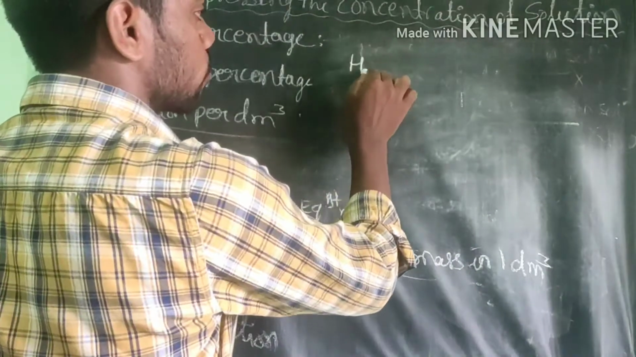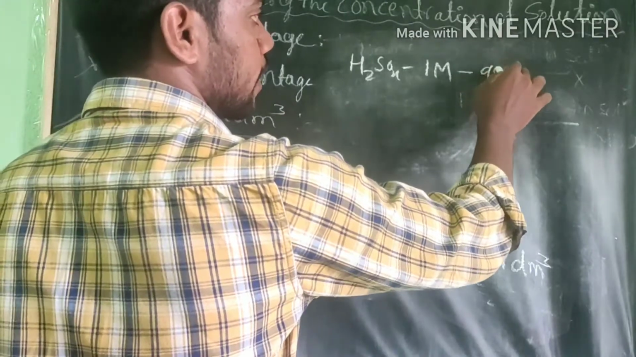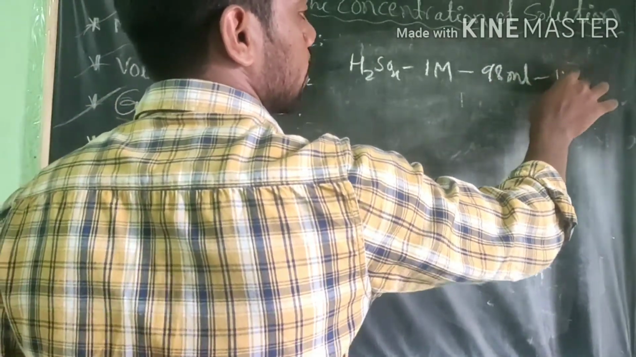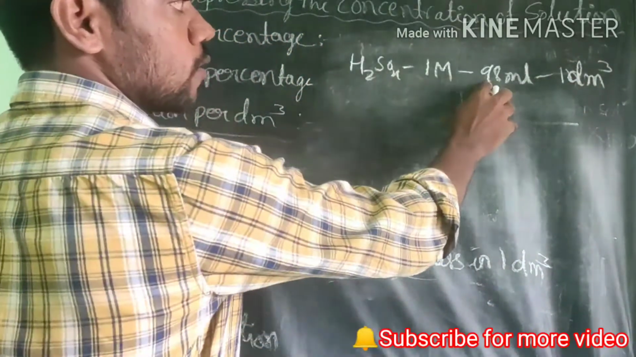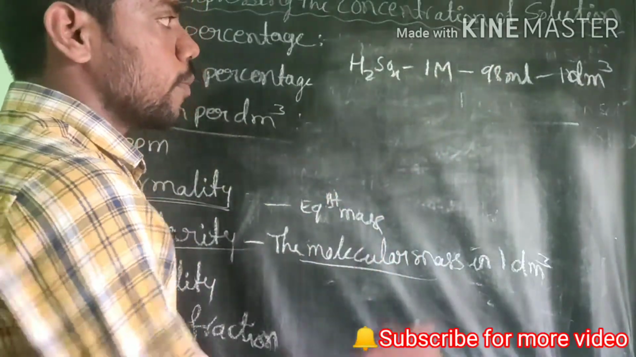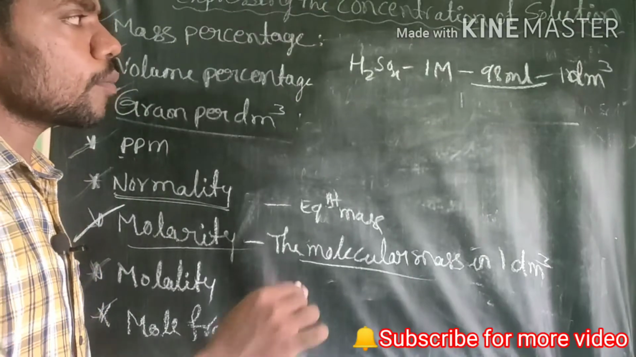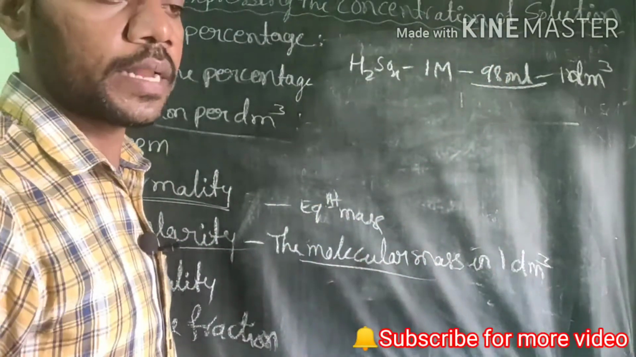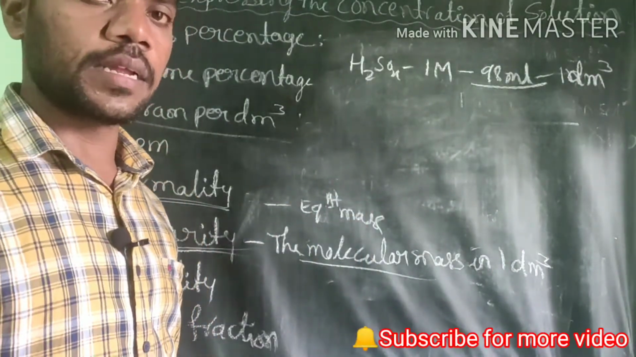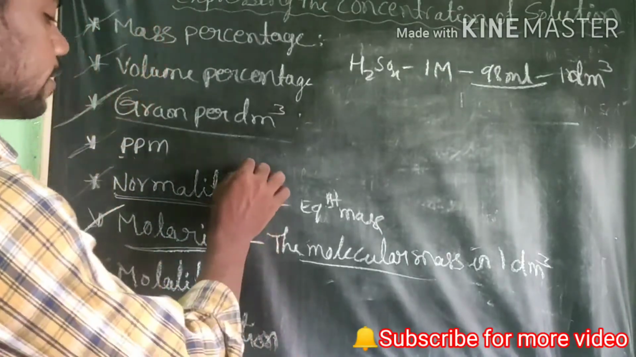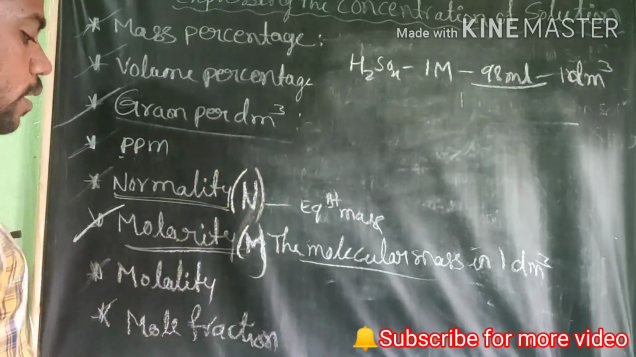For example, how to prepare 1 molar H2SO4 solution? Therefore, molecular mass is 98 grams dissolved in 1 dm cube. That's very simple. But for normality we have to find the equivalent mass, we divide by 2, because we divide by acidity. For molarity, we take the molecular mass directly. Understood? Direct molecular mass dissolved in 1 dm cube gives us molarity, and normality means the gram equivalent mass we take in 1 dm cube. Normality is denoted by capital N, molarity is denoted by capital M.